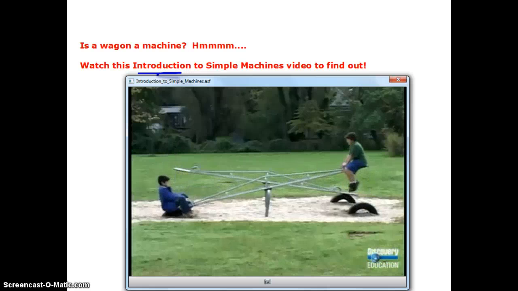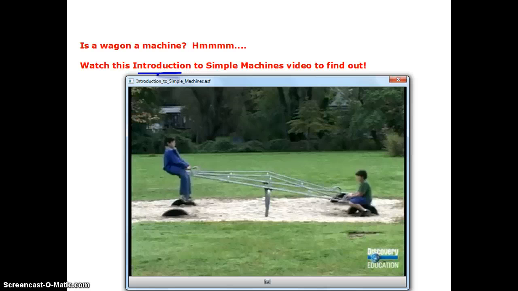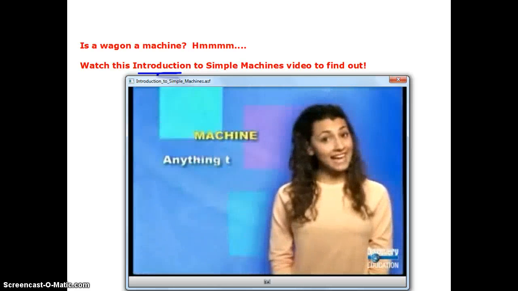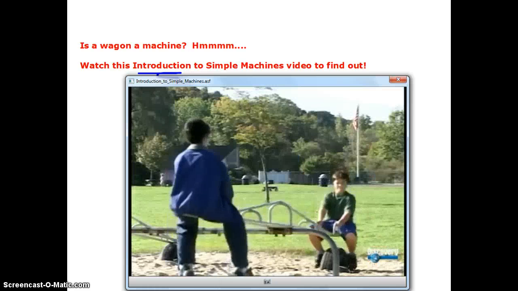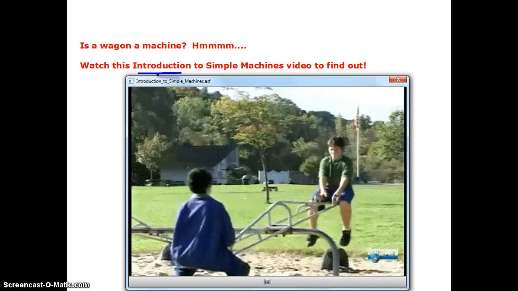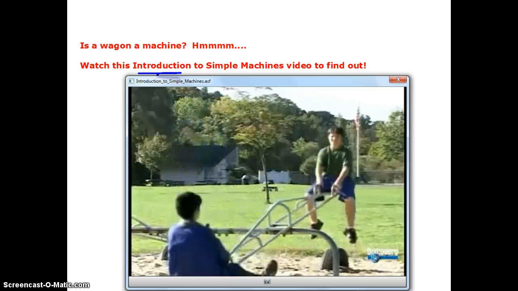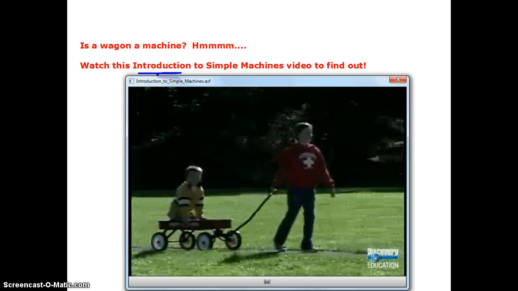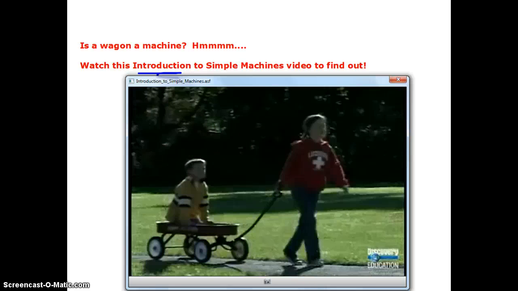Not only is there a lot of work going on, but this playground is full of machines that help people do work. Machines on a playground? Well, in science, a machine is anything that helps people do work. Machines often help by reducing the force it takes to move something over a distance. So this seesaw is a machine because it helps these two boys lift each other up in the air. And this wagon is a machine because it reduces the amount of force it takes to move a younger brother across the playground.